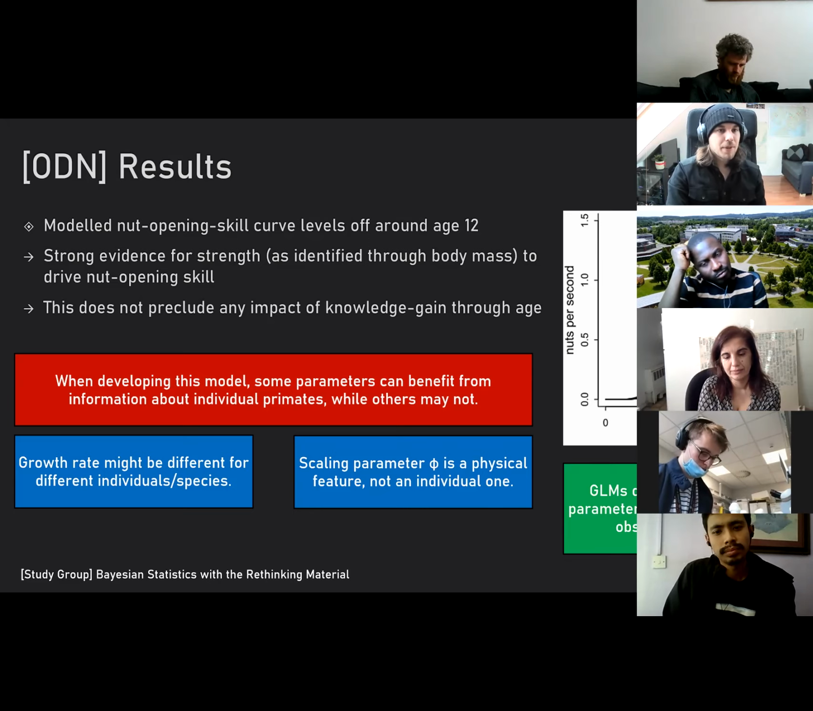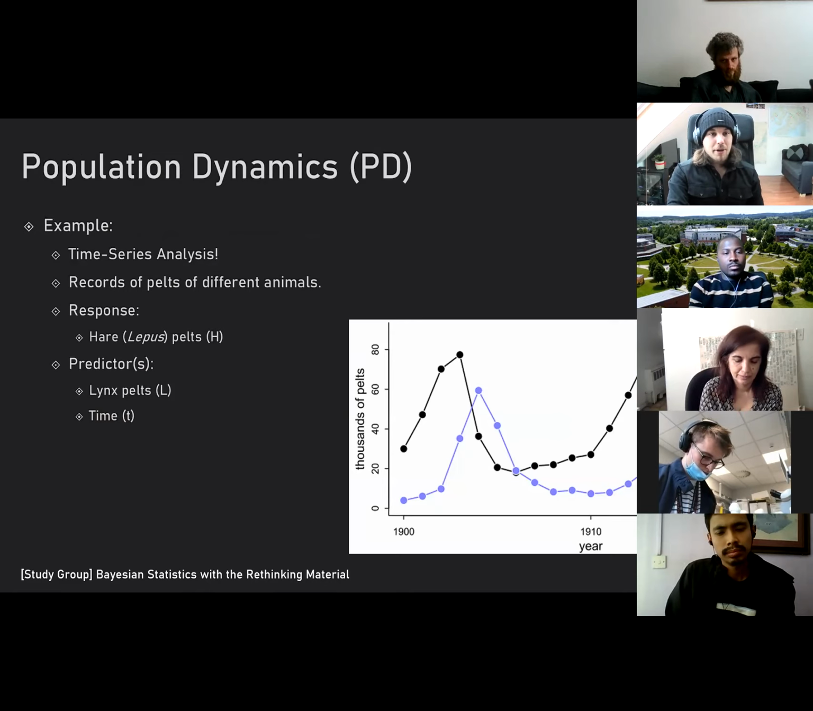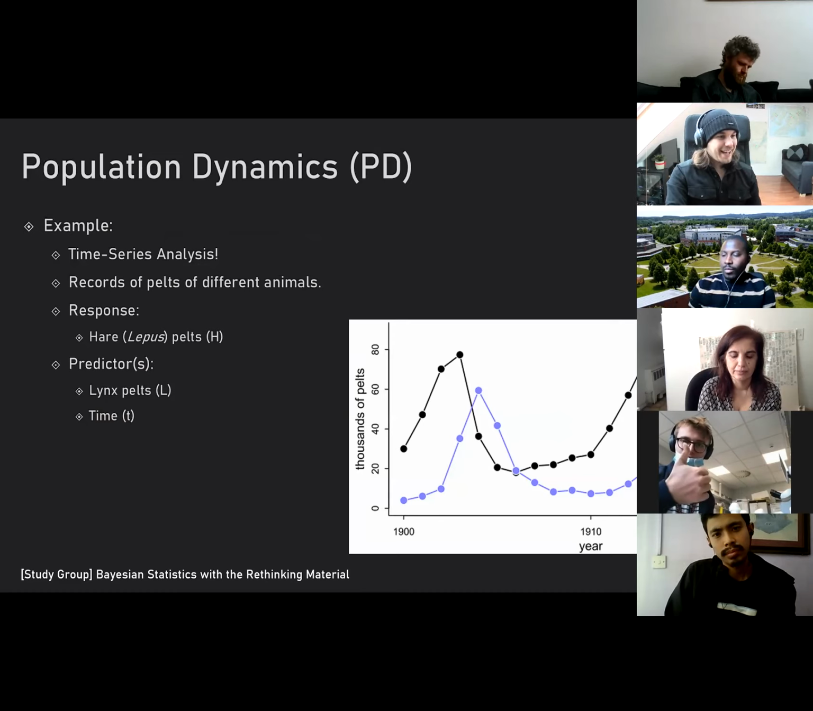Yeah. Cool. Last example, and this is where I'm particularly looking at Sam, because now we're talking about population dynamics. Yeah, you.